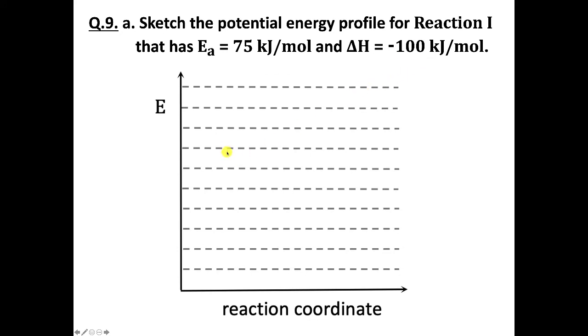And just as a note on this graph, these divisions were meant to represent 25 kilojoules per mole for each gap, from one dotted line to the next. So that's just a way to scale things properly. Give that a try, see what your graph would look like, and then we'll go over the answer.